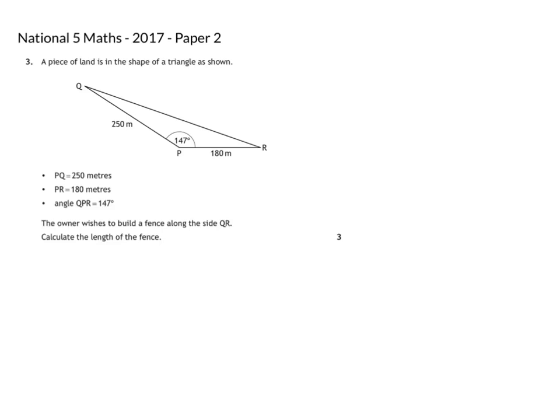In this case, we have 2 sides and an angle, and we're trying to find our third side. So that tells us that it is going to be the cosine rule. The cosine rule, as given, is a squared is equal to b squared plus c squared minus 2bc cos A.